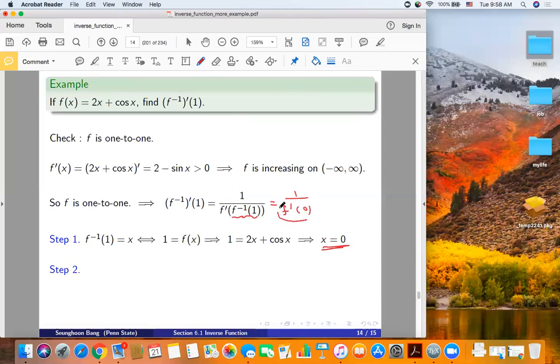You calculate f prime of 0. How can you find f prime of 0? For f prime of 0, you plug 0 into the derivative here: 2 minus sine of 0. What is sine of 0?